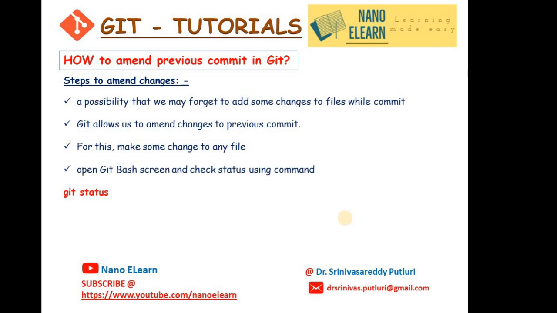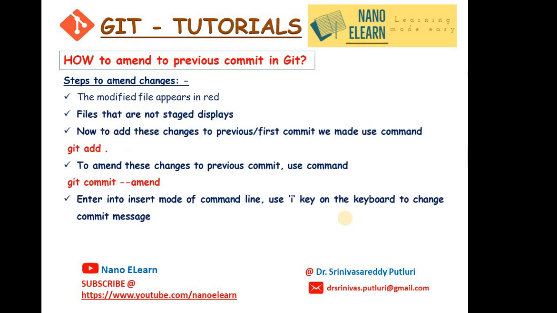For that, open repository folder, then open any previous committed file, then make some change by adding some text or sample code in it and save the file. Now open Git bash screen, then check the status of repository using the command git status. The details displayed, the modified file appears in red. Files that are not staged displays under the title changes not staged for commit.